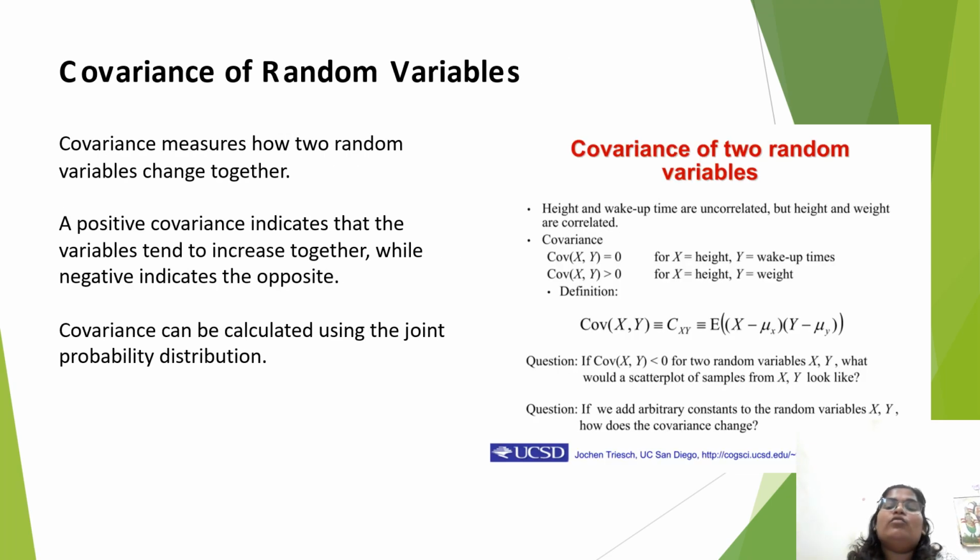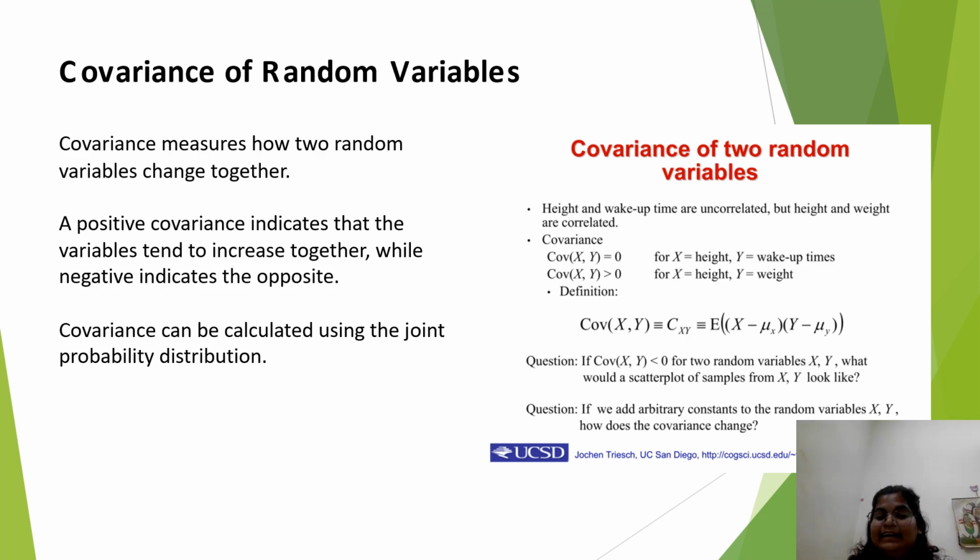Here we can see the covariance of random variables. The covariance measures how two random variables change together. A positive covariance indicates that the variables tend to increase together, while negative indicates the opposite. The covariance can be calculated using the joint probability distribution. There are two formulas for finding the covariance of random variables.